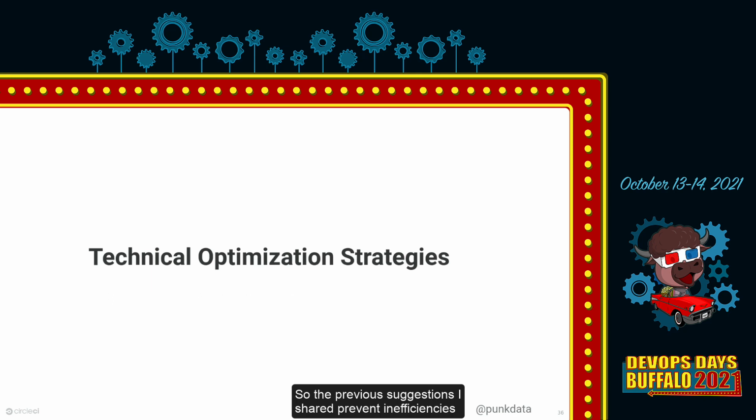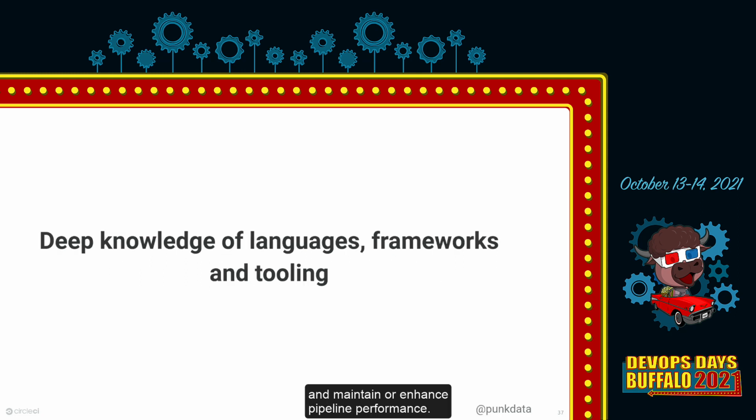So the previous suggestions I shared prevent inefficiencies related to the management of the practices and principles that govern software development and continuous delivery processes. Now I'll share some technical optimizations that address common areas where teams can focus on and maintain or enhance pipeline performance. Proficiency in the languages, frameworks, and resources in your tech stacks is critical.